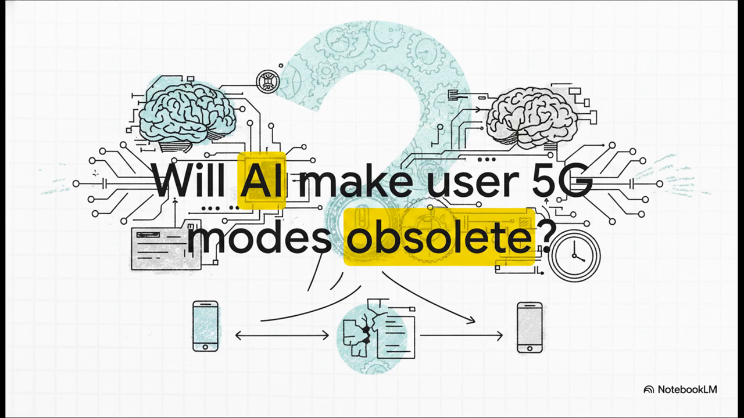This cognitive evolution will likely rip the preferred network settings menu right out of your phone entirely, seamlessly giving you the exact connection you need exactly when you need it. So my question for you is, how much longer will we actually need to tell our phones how to connect?